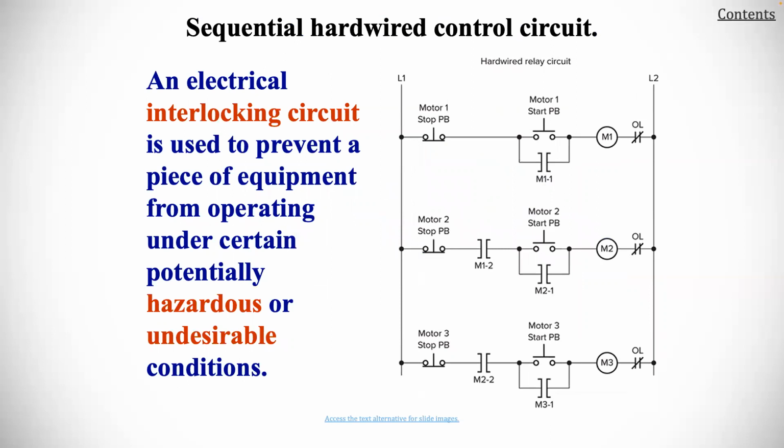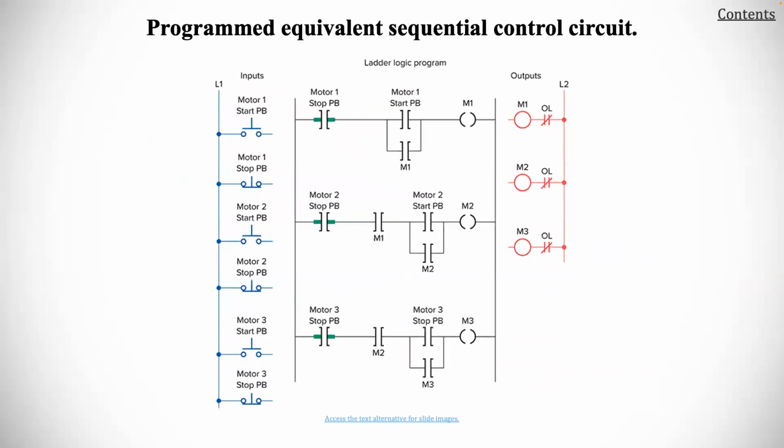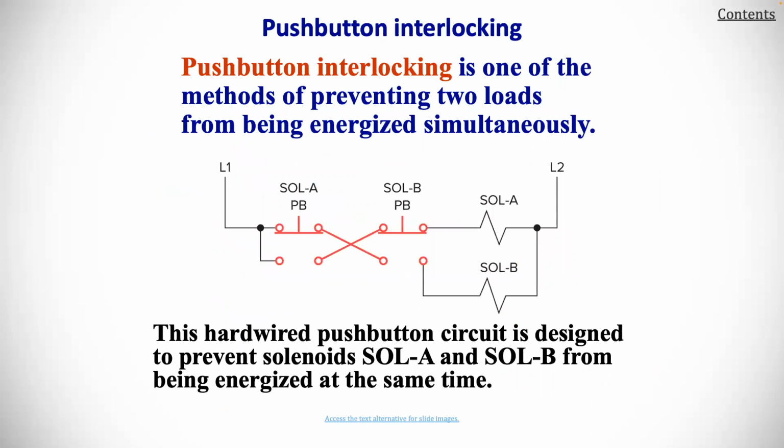For electrical interlocking circuits, first we have a sequential hardwired control circuit. An electrical interlocking circuit is used to prevent a piece of equipment from operating under certain potentially hazardous or undesirable conditions. Useful thing. Here is an example of a program equivalent sequential control circuit. You can pause the video and look at that and get a little bit more perspective on that, or look at the textbook.